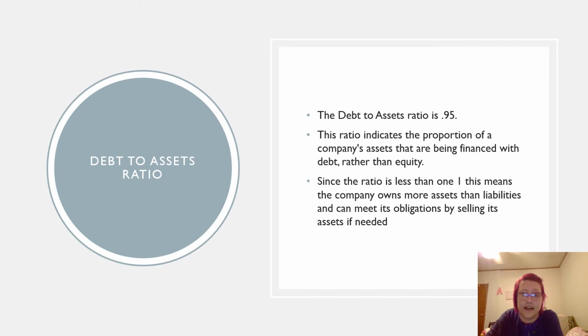Next is the debt to assets ratio. This ratio indicates the portion of a company's assets that are being financed with debt rather than equity. And for Starbucks it's 0.95, and since the ratio is less than 1, it means that the company owns more assets than liabilities, and that it can meet its obligations by selling its assets if it needed to.